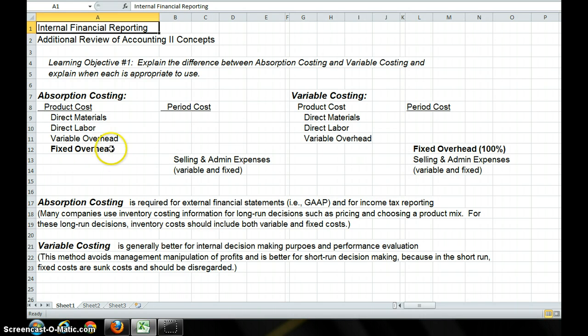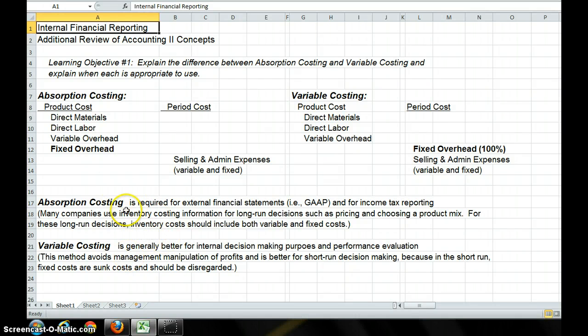Doesn't happen necessarily like that over here in absorption costing. The fixed overhead is assigned to products. If the products get sold, that fixed overhead is inside of cost of goods sold. But if the products are not sold, the fixed overhead inside those units show up in an asset account called finished goods inventory on the balance sheet of the company.